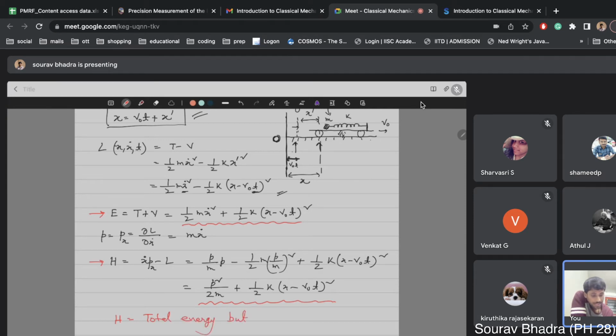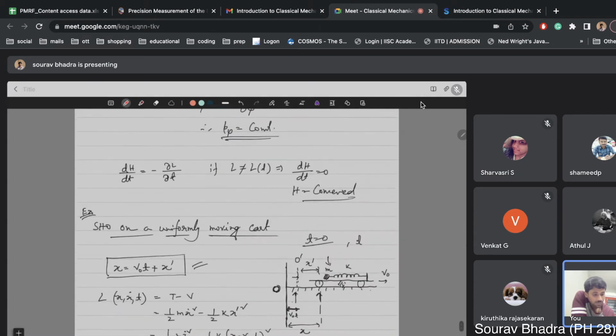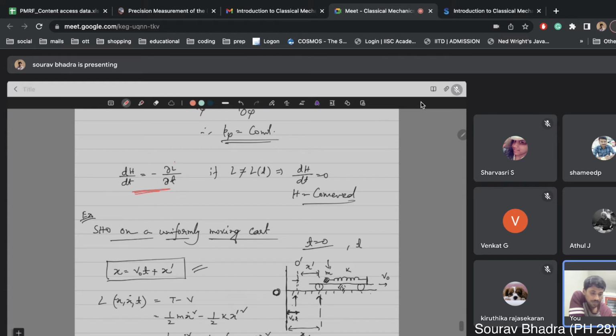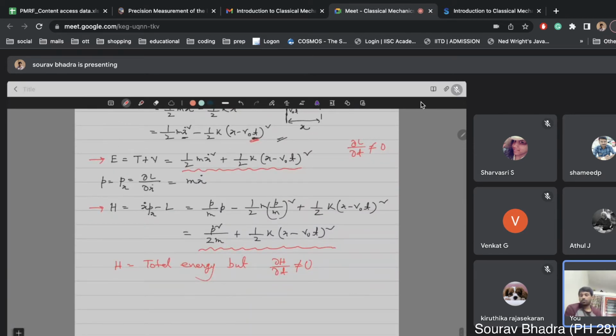But as our L has a time dependency, that means del L del t is not equal to 0, so dH dt is also not equal to 0 according to this particular equation. So although H is the total energy of this particular system, it is not conserved due to the explicit time dependence of t in the Lagrangian. So dH dt is not 0 for this case. Okay, so remember this thing, important.